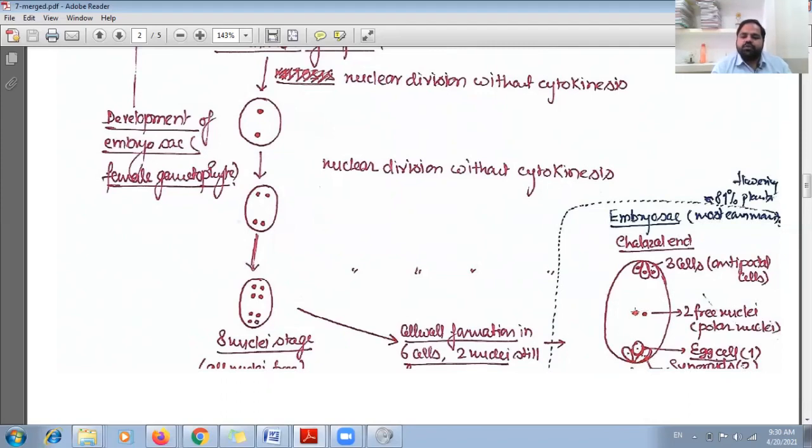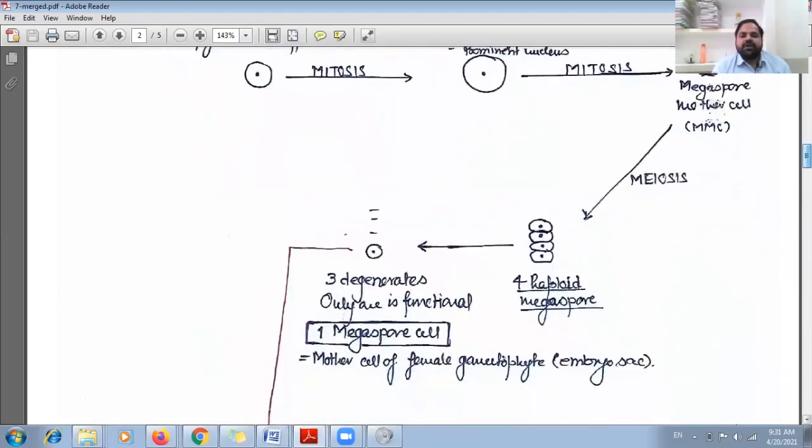And we can see here the two left nuclei which are not having a proper wall or boundary will be called polar nuclei or two free nuclei. So this is the proper embryo sac, and this kind of structure is formed in around 81% of the flowering plants. So we have seen how megasporogenesis takes place.